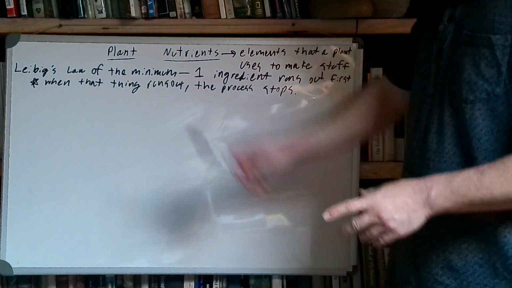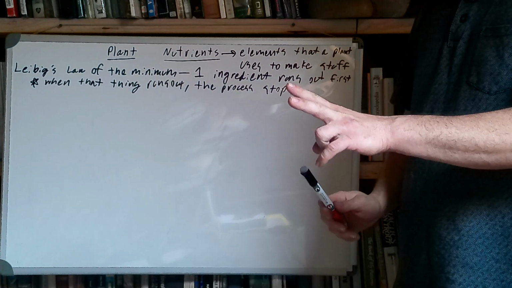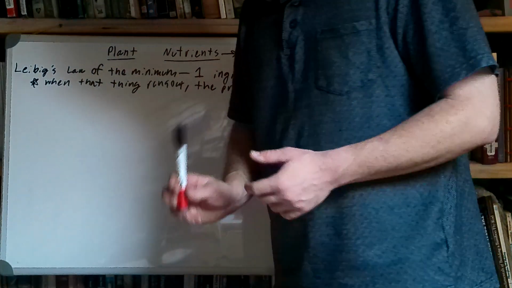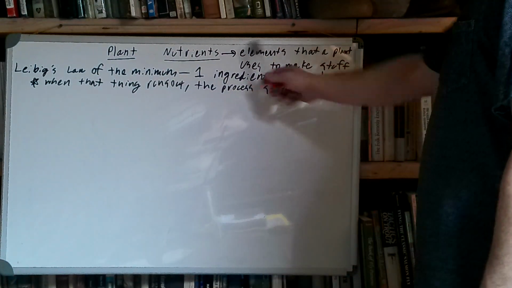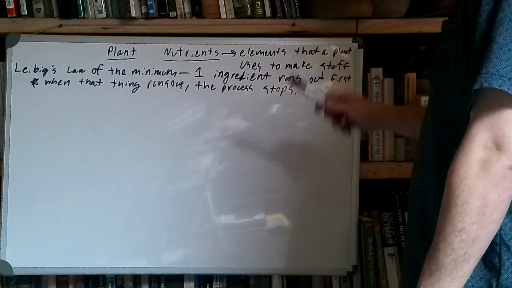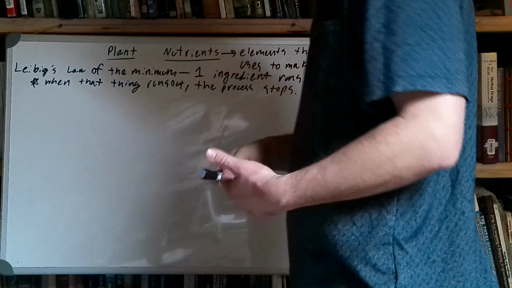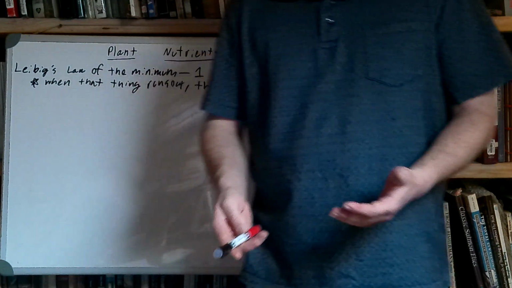Okay, we're going to come back to that. Those are our 2 definitions. Let's dig into this concept of nutrients. And again, nutrients, elements that a plant uses to make stuff. Our bodies are made out of stuff. A plant's body is made out of stuff, right?